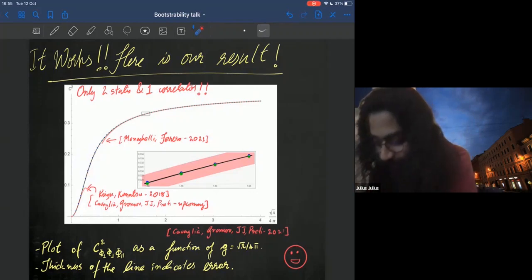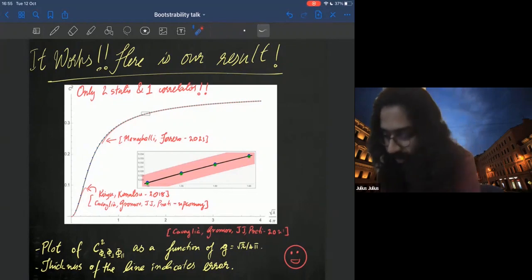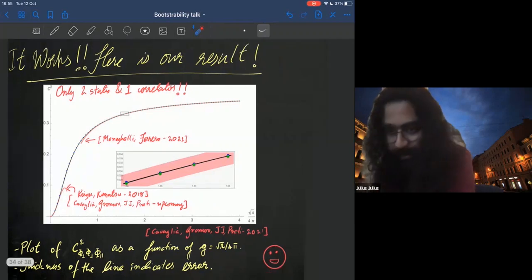The thickness of the line, which I should mention is not very thick, actually shows us the error which we have. And as we go to stronger and stronger coupling, we see the bounds become smaller and smaller. So that's good. That actually made us very happy.